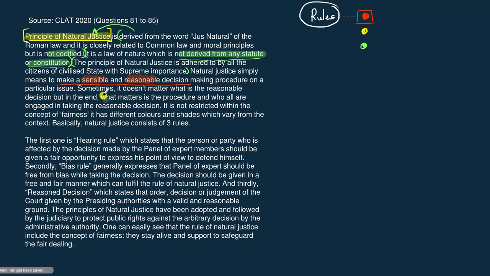Okay, let's carry on. Sometimes it doesn't matter what is the reasonable decision. In the end, what matters is the procedure, and who all are engaged in these reasonable decisions. So the other critical aspect is that it's not about the reasonability itself. It's more in terms of procedure, or how someone has arrived at a decision. How the procedure is, is what is important. So all that we understand from paragraph number 1 so far, ladies and gentlemen, is about natural justice. Let's call it NJ, and the fact that here procedure is what is critical, and then arriving at a reasonable decision.